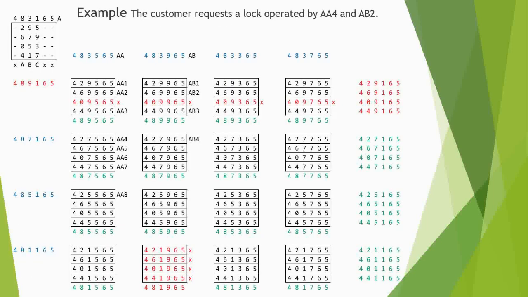Let's return to an example from the previous video. In this 3-level master key system, the customer asked for a lock which operates with 2 change keys from different masters, AA4 and AB2. Here's AA4, and there's AB2.